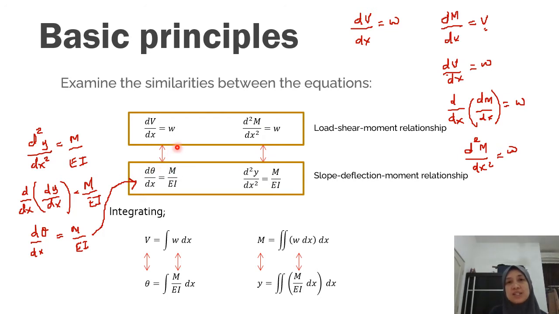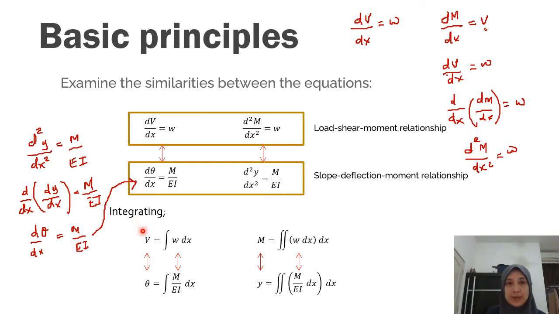You will see that the relationship looks very similar, in the sense that w in your load-moment relationship is M over EI in your slope-deflection-moment relationship. Your V here is theta in this equation. Similarly, w is still M over EI, but your M has now become your y. So it looks similar, but it is not exactly the same. They have the same relation or the same shape.